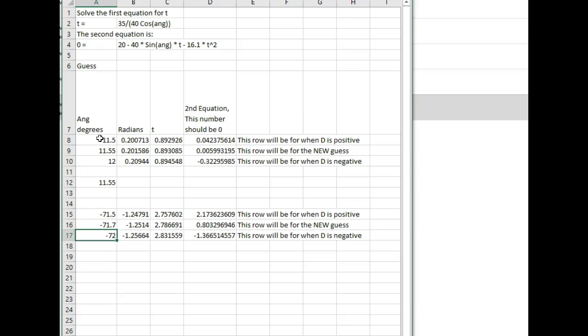So minus 71.7, let's say. And that one's not too bad, but it's positive, so negative 71.7. And so let's see, maybe negative 71.8. Not too bad. I think I'm going to call that quits. I'll say that's close enough, but you get the idea. You can keep going with this.